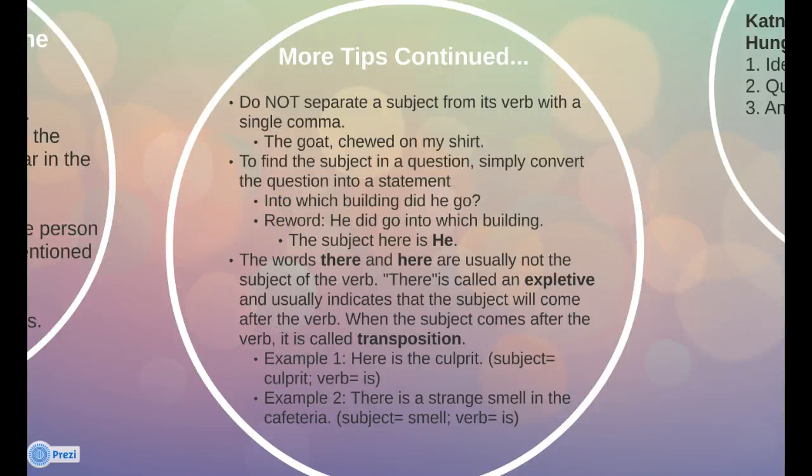The words there and here are usually not the subject of the verb. There is called an expletive and usually indicates that the subject will come after the verb. When the subject comes after the verb, it is called transposition. Example, here is the culprit. The subject is culprit and the verb is. Example 2. There is a strange smell in the cafeteria. Here the subject is smell and the verb is. This can sometimes be confusing because usually we think of the subject coming before the verb, but with here and there, it's usually flipped.